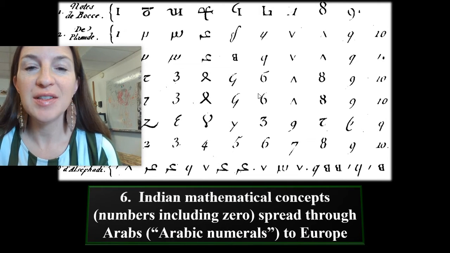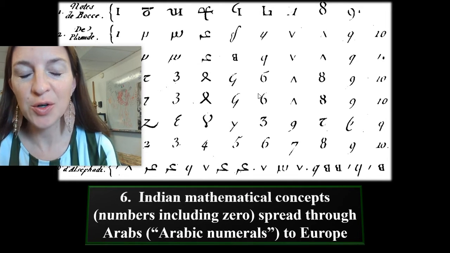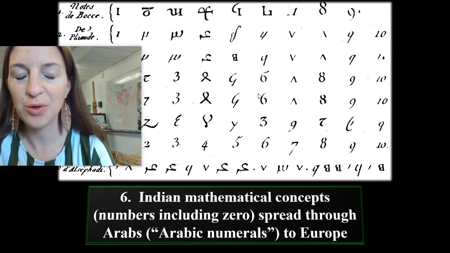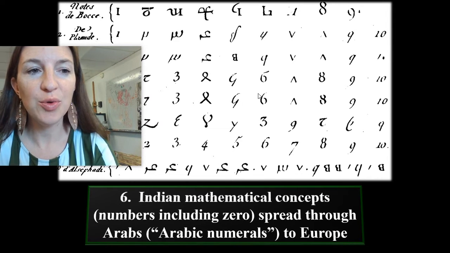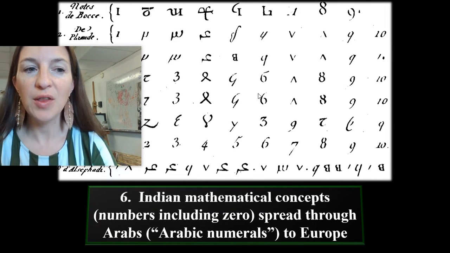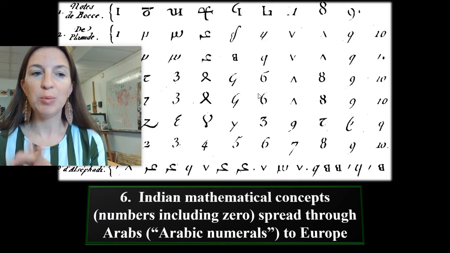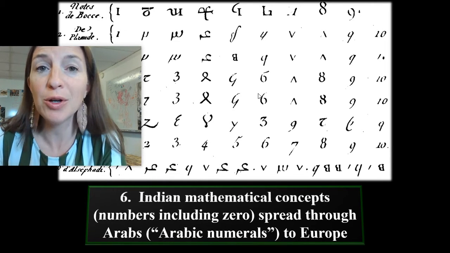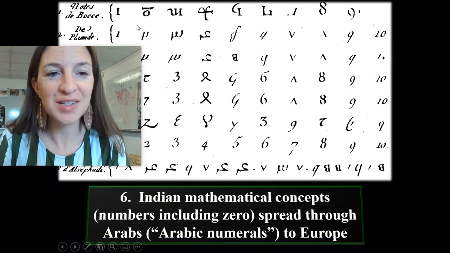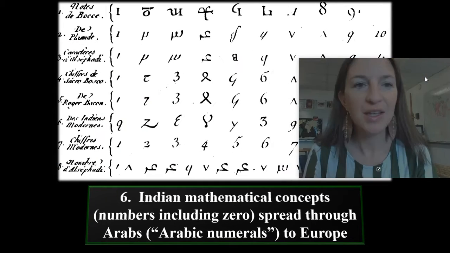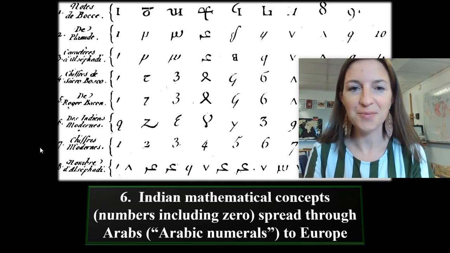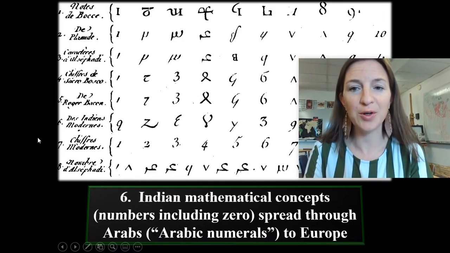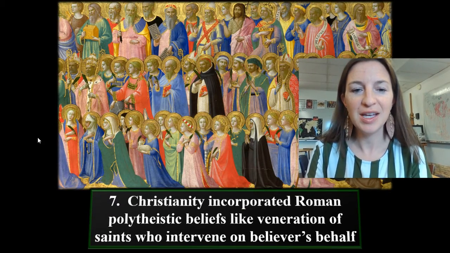Indian mathematical concepts, and they had numbers including zero, like several other civilizations, including mine, spread through the Arabic peoples. And we called them Arabic numerals, and they spread to Europe, but they were originally from India. So Arabic numerals, because they did spread through Arabic merchants, were originally from India. So that's kind of interesting. We get that mathematical development during this time. And it certainly helped the record keeping for all this mercantilism we're doing.